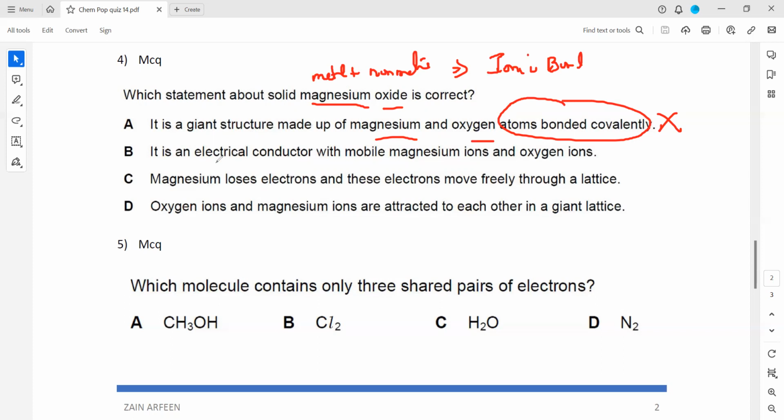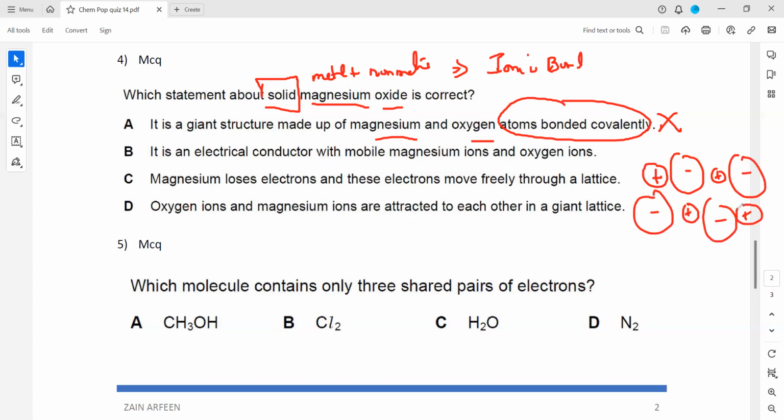When we check the second statement, it is an electrical conductor with mobile magnesium and oxide ions. They ask for solid magnesium oxide. So in solid magnesium oxide, solid ionic compounds cannot conduct electricity. Why? Because ions can only vibrate about fixed positions, but they cannot move from one place to another. So in the solid state, the ions are not free. If it was molten magnesium oxide, then this statement would be correct. But because it is for solid magnesium oxide, this statement B is also wrong.